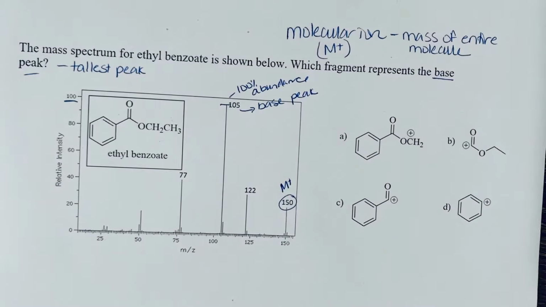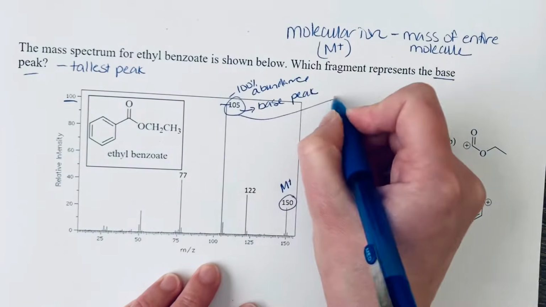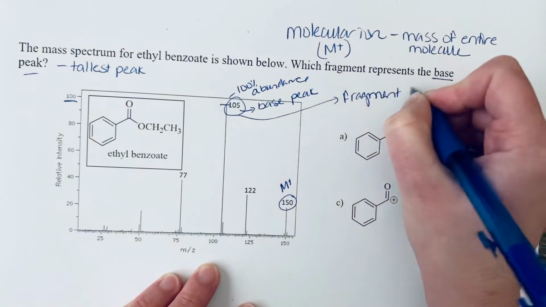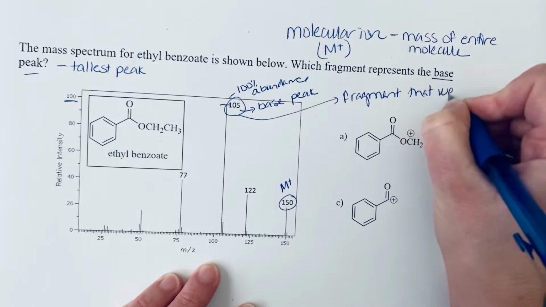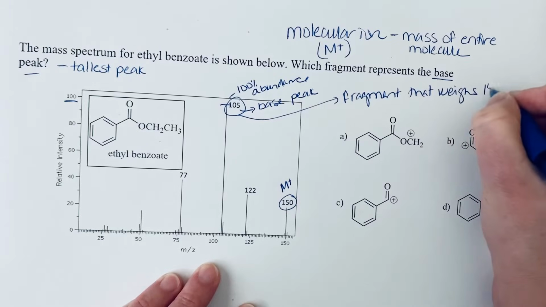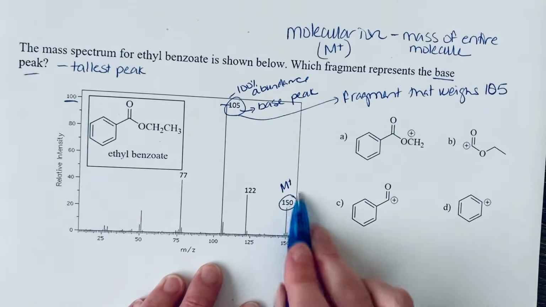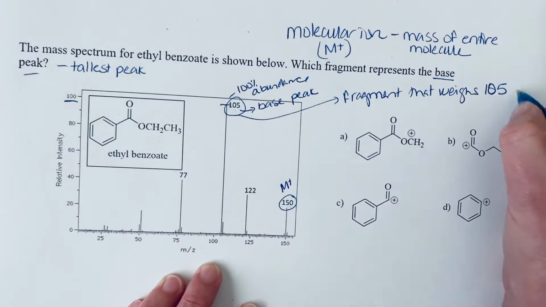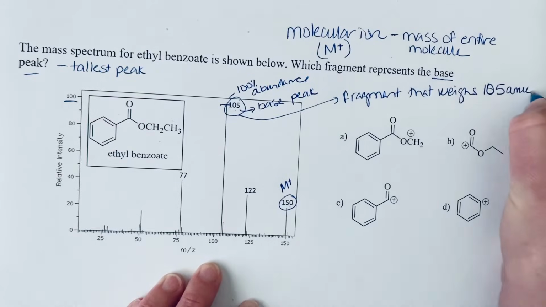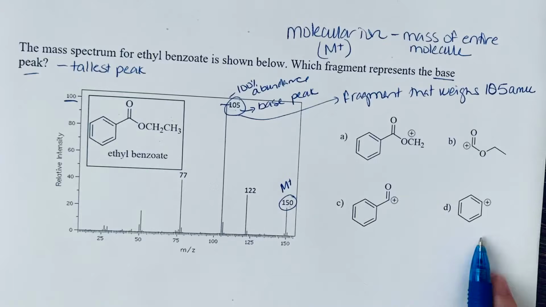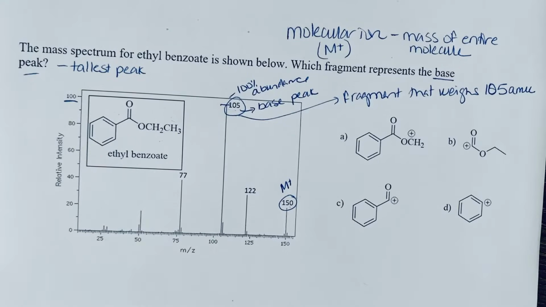So what that number tells us is that this is a fragment that weighs 105. I said 150, I apologize, that's the molecular ion. So this fragment weighs 105 atomic mass units. So you could look at all of these fragments and add up the weight based on their molecular formula. So that would be one way that you could go about this.